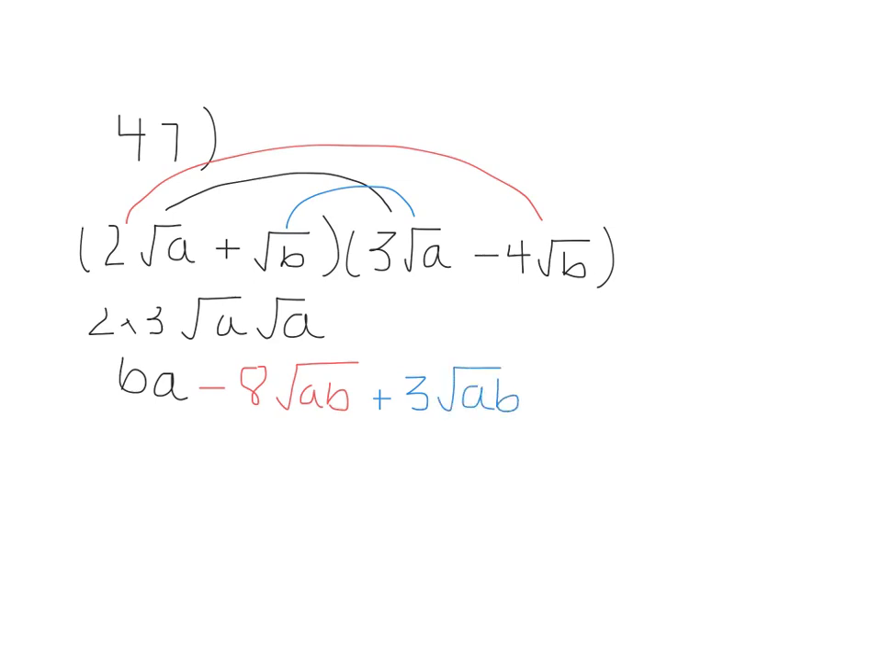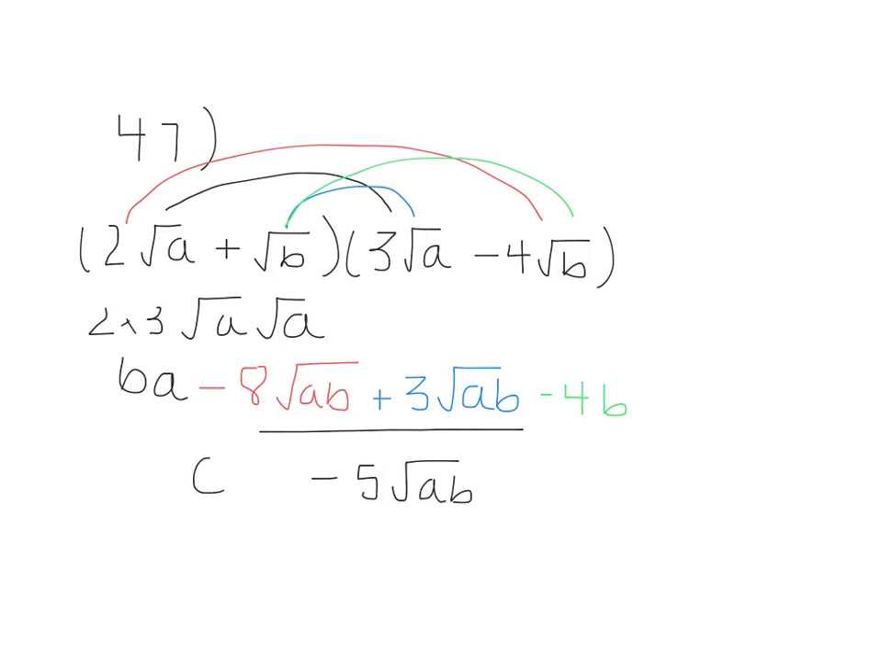And then we have last times last. 1 root b times negative 4 root b would be negative 4 root b times root b, which is b. Now the only thing left that we can do here is we can take these root ab's and we can combine them as one. Negative 8 root ab plus 3 root ab would be negative 5 root ab.